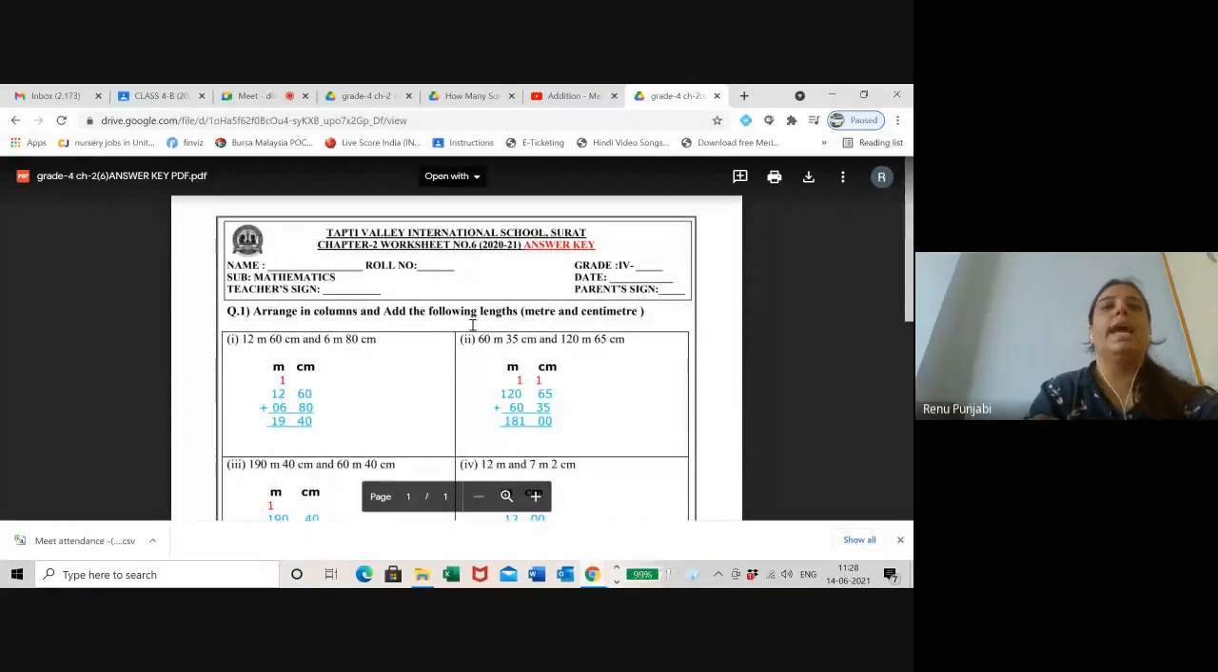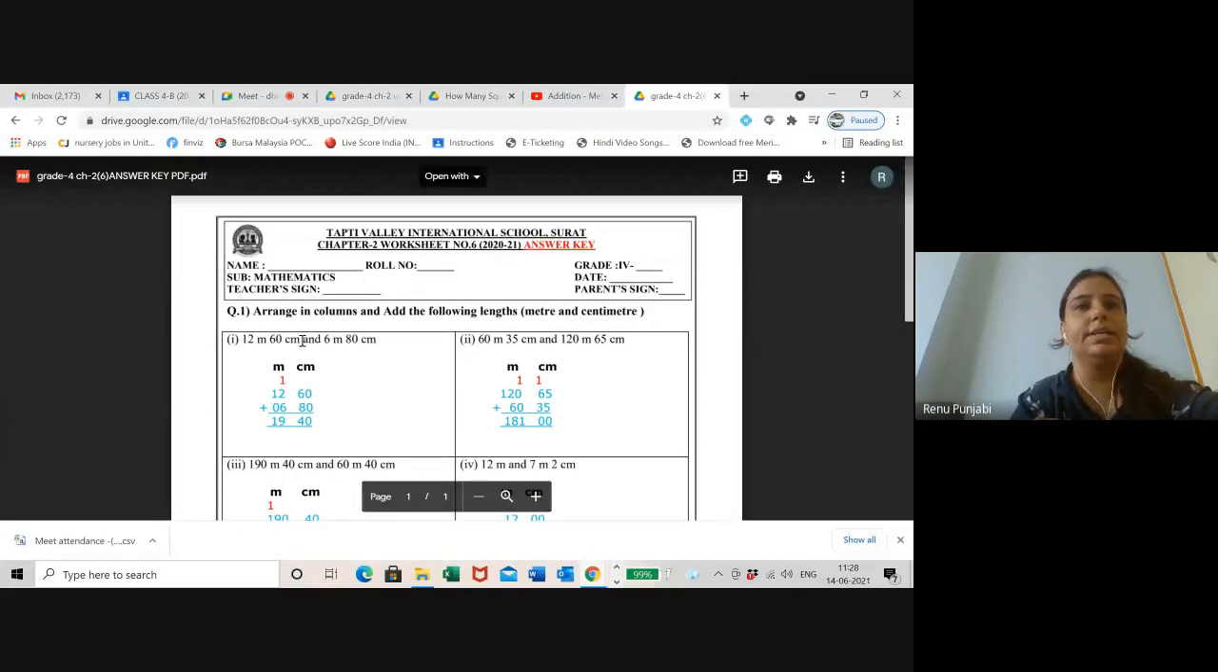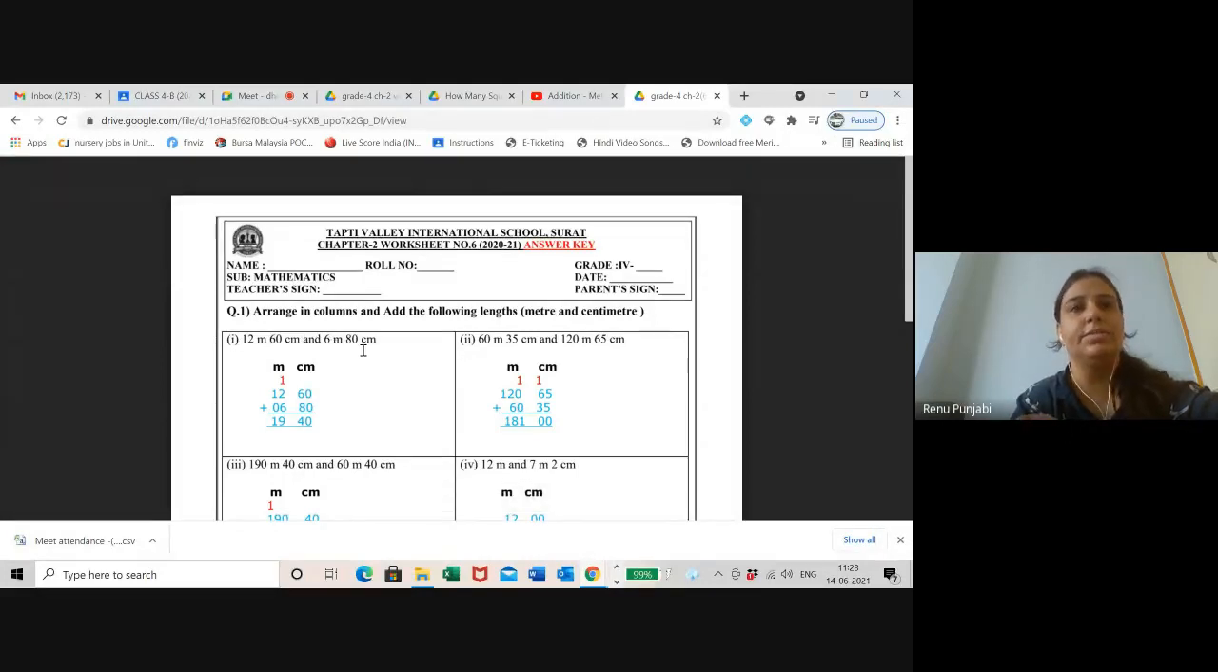Arrange in columns and add the lengths in meter and centimeter. It is 12 meter, 60 centimeter, 6 meter, 80 centimeter. So first you write 12, then you write 60. Then the next is 6 meter and 80 centimeter. So 6 will go in the meters and 80 will go in the centimeters. Nothing is there before the 6, so we write 0 here. Now we add them. 0 plus 0 is 0.